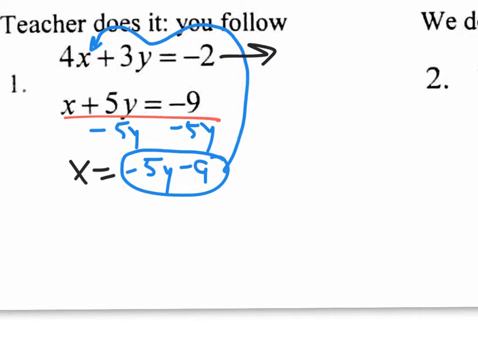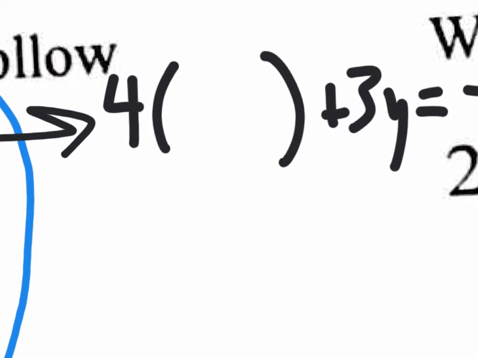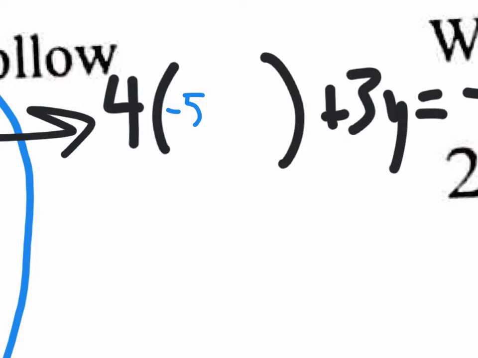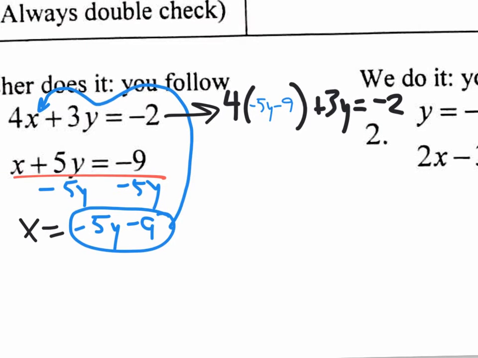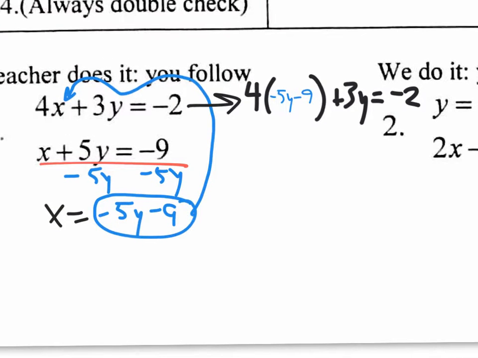So I want to rewrite my equation, but instead of 4x, I want to put 4 parentheses, and I might as well plug in the minus. Well, let me leave it blank for a little while. 4 parentheses, plus 3y equals negative 2. And inside the parentheses, I'm going to plug in the binomial minus 5y minus 9. So let me zoom in and plug in minus 5y minus 9 and zoom out. Is everybody with me? Okay, so we're going to now solve.